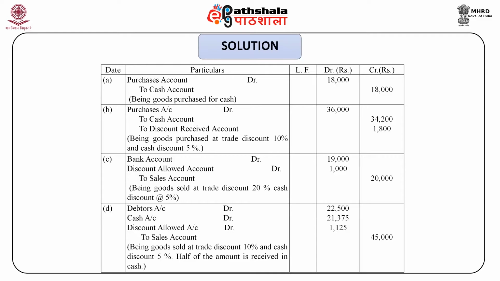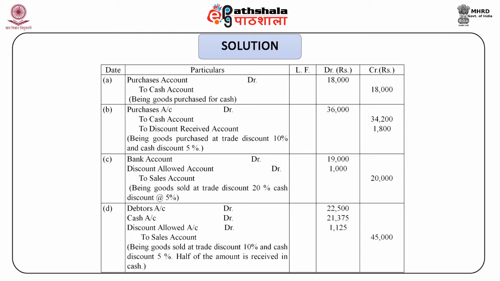B. Goods purchased for cash having list price Rs 40,000 at 10% trade and 5% cash discount. The entry to this transaction will be purchases account debited by 36,000 rupees and cash account and discount received account to be credited by 34,200 rupees and 1,800 rupees respectively.